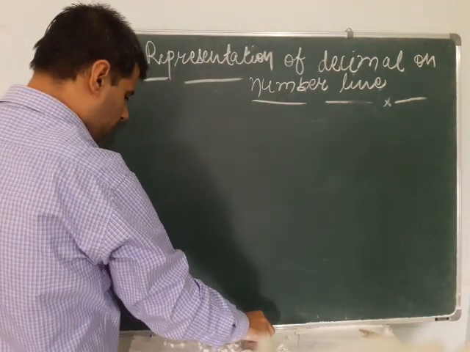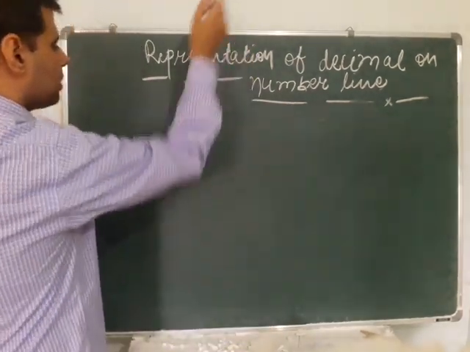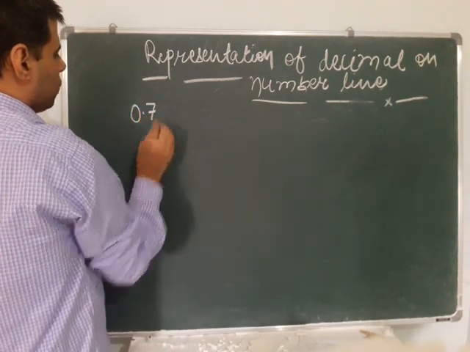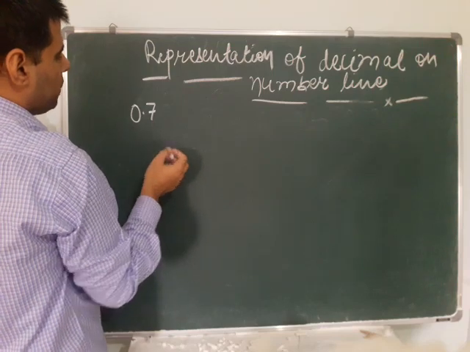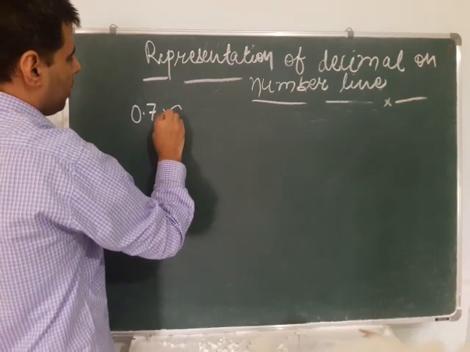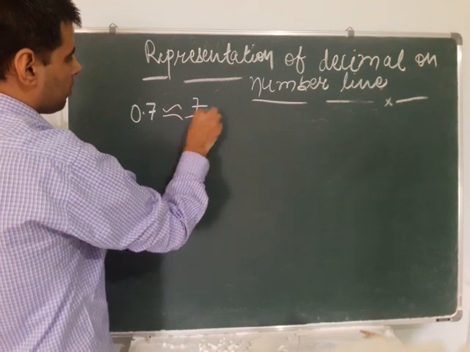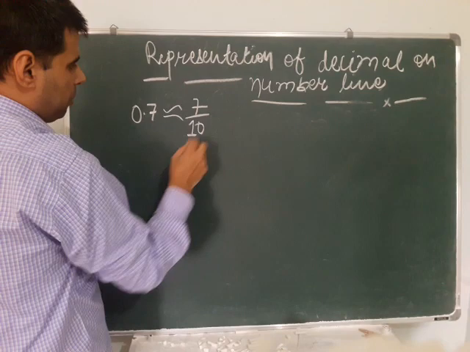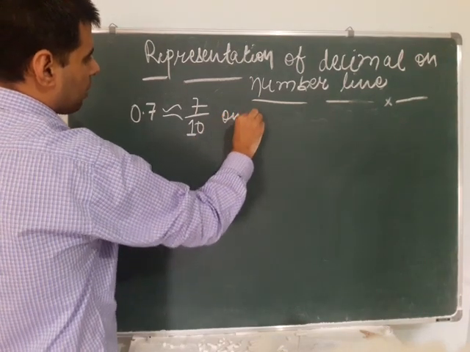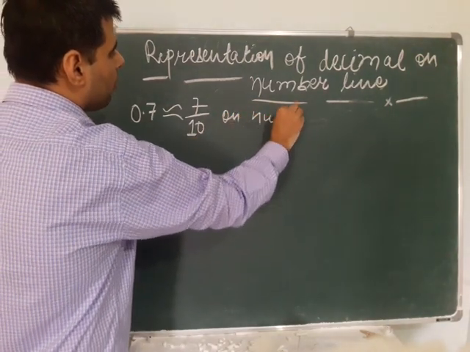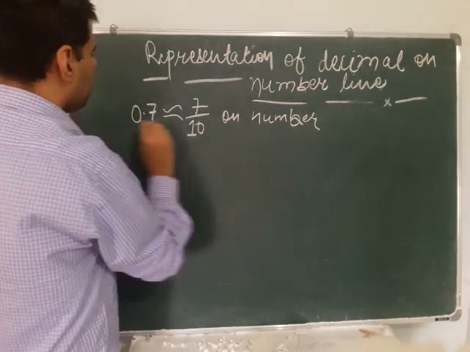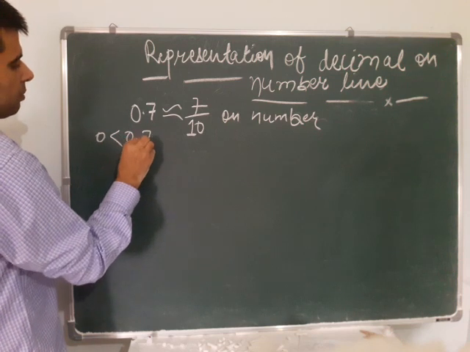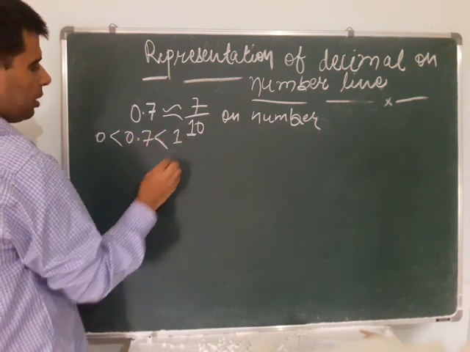So for a moment, let's consider we have to represent 0.7. First we will convert 0.7 to its fractional equivalent, which will be 7/10. We have to represent 7/10 on the number line. First we will notice that 0.7 lies between 0 and 1.